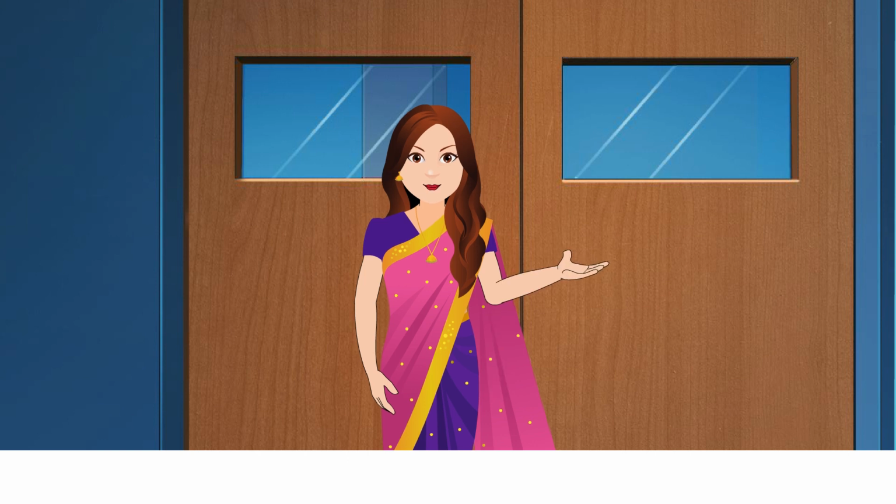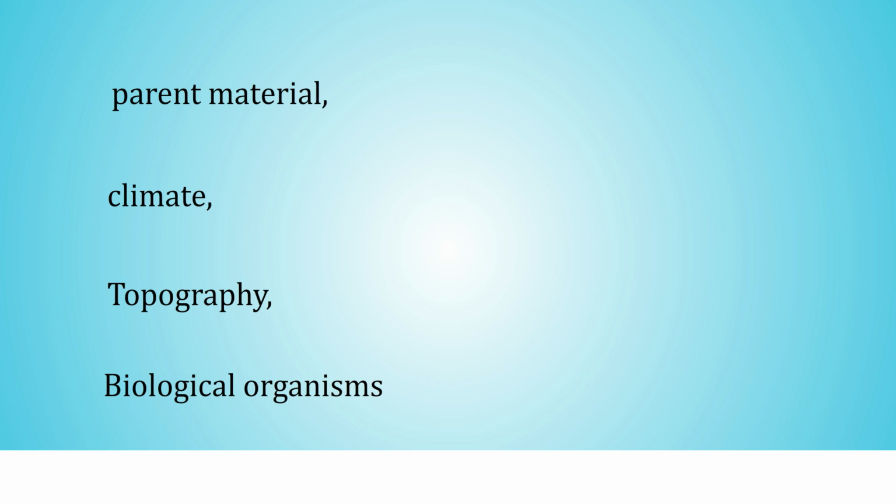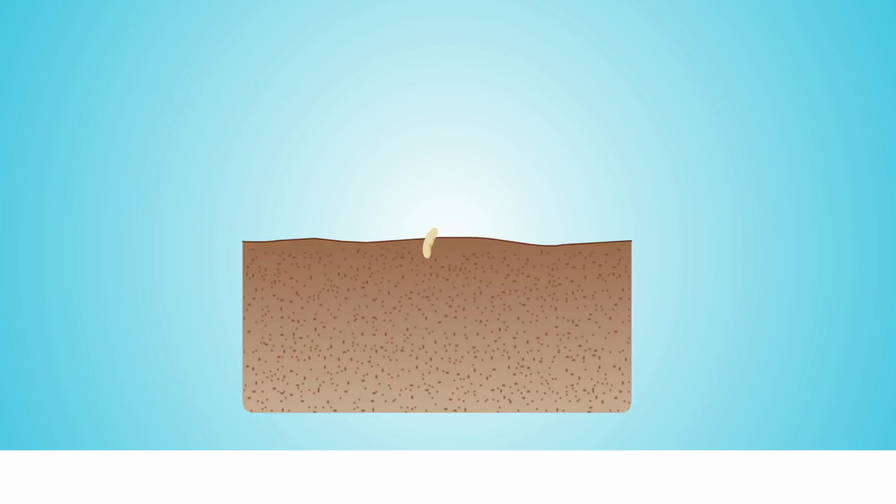Soil is formed over time from a combination of 5 soil-forming factors. These include parent material, climate, topography, biological organisms, and time. Parent material is a starting material for a soil which consists of specific minerals. Temperature changes, precipitation, and wind break down parent material and transport loose particles, thereby affecting the formation of soil.